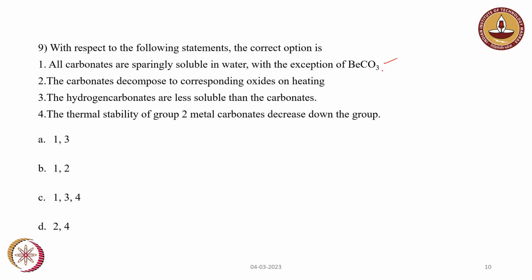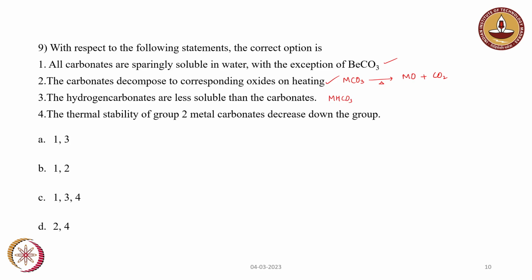And the next one is, the carbonates decompose to corresponding oxides on heating. The statement is true because when we heat MCO3, it will give MO, that is metal oxide, and CO2. So the statement is true. And the next one is, the hydrogen carbonates are less soluble than carbonates. So this statement is false, and the bicarbonate, that is MHCO3.